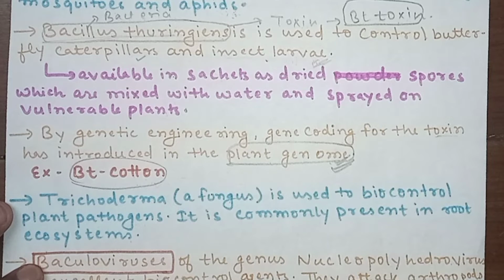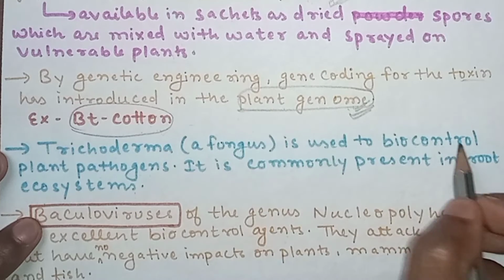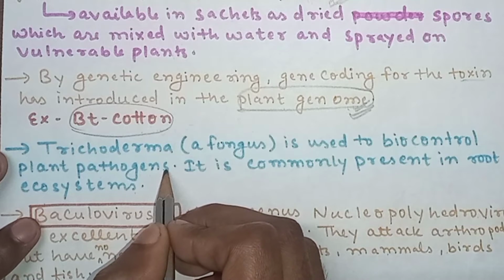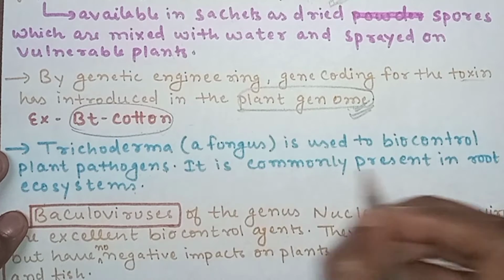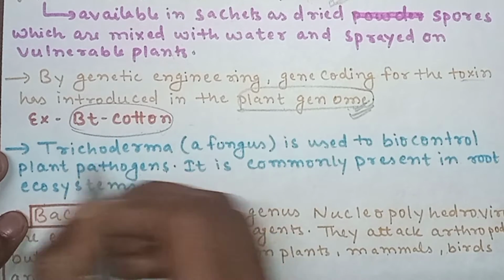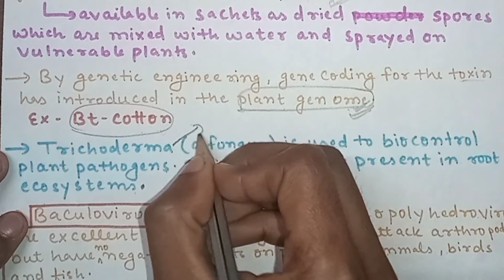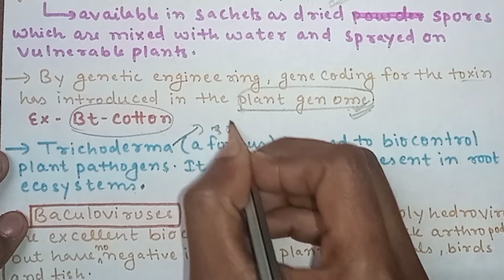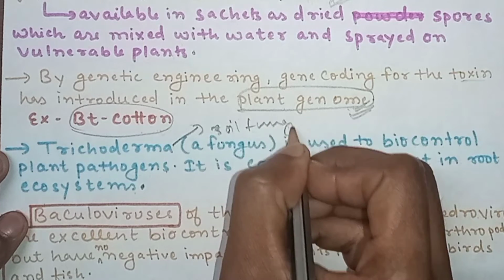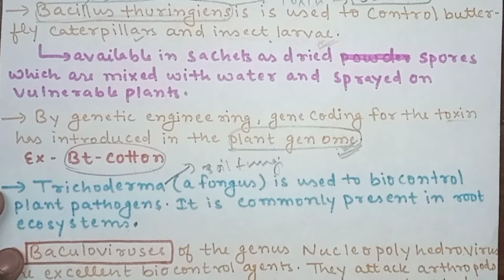Now let us see Trichoderma, which is a fungus used to biocontrol plant pathogens. It is commonly present in root ecosystems. Trichoderma is a free-living fungus and it is generally known as a soil fungus. And it provides resistance to the root-borne pathogens to the plants.